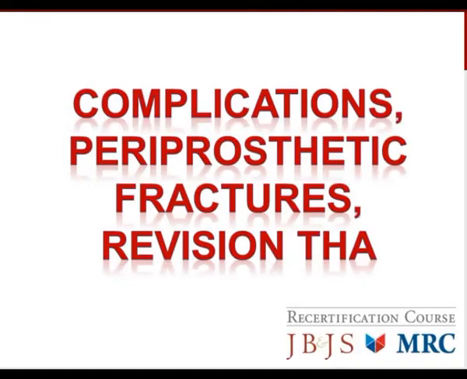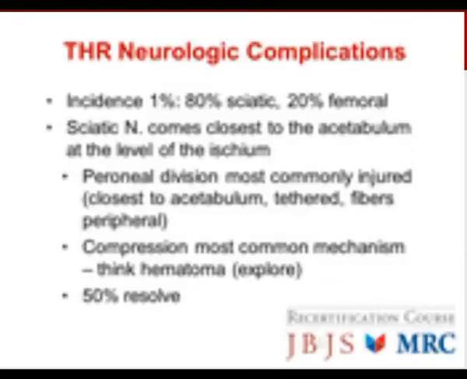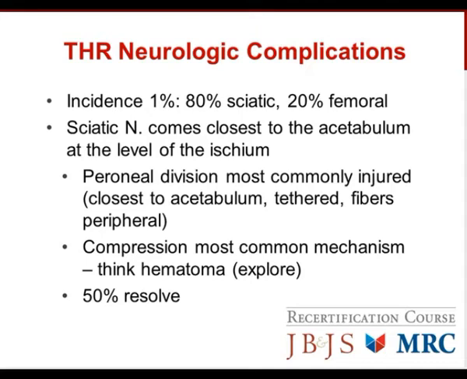Let's move on to some of the complications we see after total hip arthroplasty, specifically periprosthetic fractures and infection. Neurologic complications are a common topic that are tested on exams. The incidence of neurologic complication in total hip arthroplasty is about 1%. These are predominantly sciatic nerve injuries. The sciatic nerve comes closest to the acetabulum at the level of the ischium, and the peroneal division is most commonly injured. There's a number of reasons why.